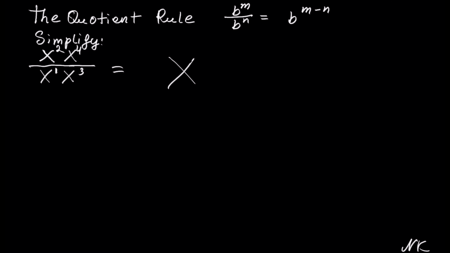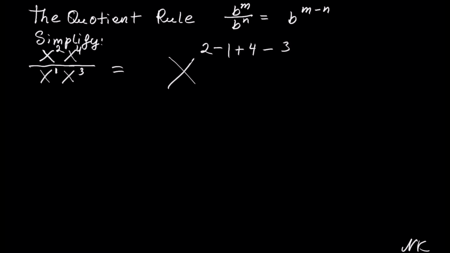What matters is that you remember that whatever comes from numerator has positive sign. So x to the second was in numerator, so the power of 2 is positive. X to the first was in denominator, so 1 will be negative, so 2 minus 1. X to the fourth was in numerator, so we have plus 4. X to the 3 was in denominator, so minus 3.